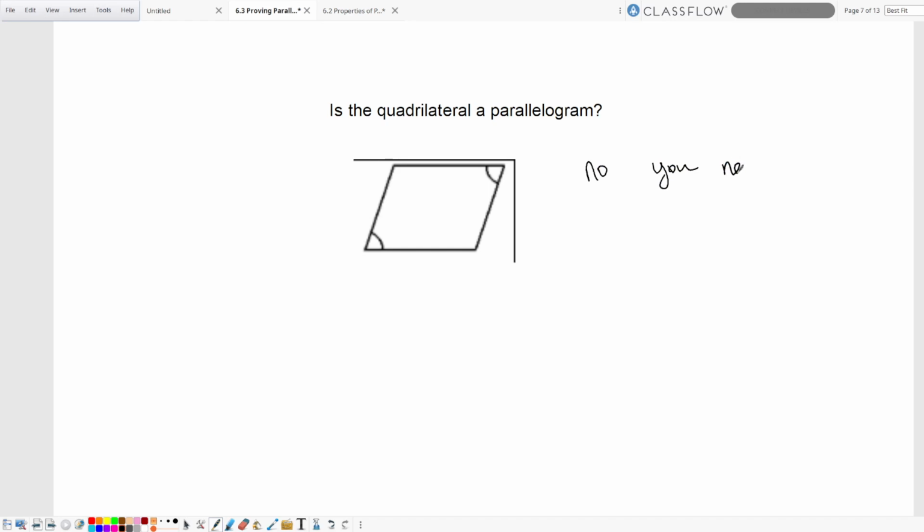You need both pairs congruent. So I only have one pair. I would need to know that the other pair is also congruent to actually have a parallelogram.